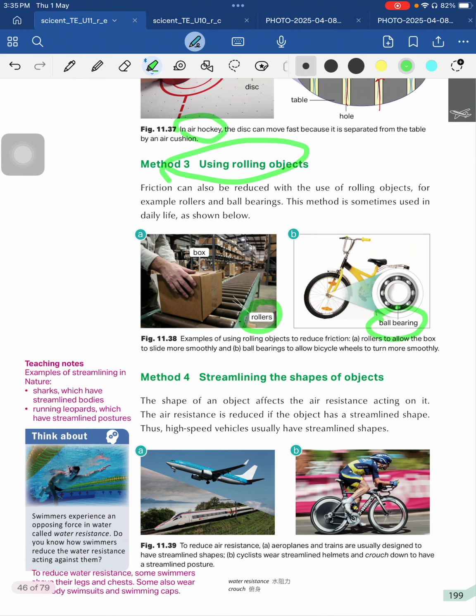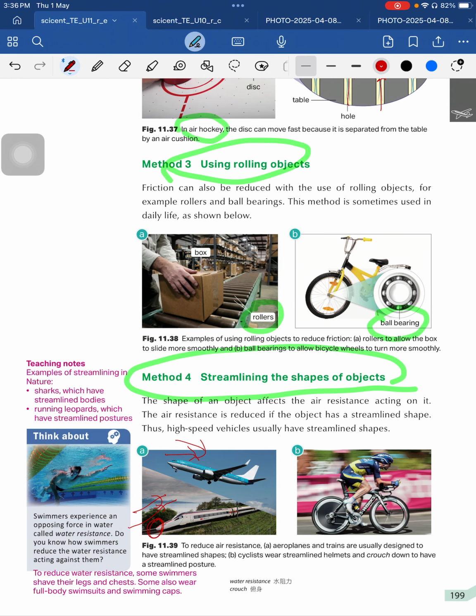So what I mentioned before is related to streamlining the shapes of an object, just like the train. You'll find that the sharp points here will reduce the air resistance, just like the plane and also the motorcycle, the helmet, and also the bike, which reduce the air resistance by streamlining. Streamlining means 流線型.